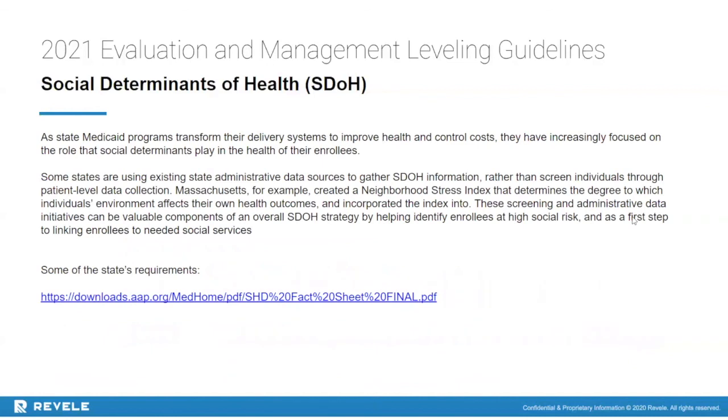As state Medicaid programs transform their delivery systems to improve health and control costs, they have increasingly focused on the role that social determinants play in the health of their enrollees. Some states are using existing state administrative data sources to gather social determinants of health information rather than screen individuals through patient level data collection. Massachusetts, for example, created a neighborhood stress index that determines the degree to which individuals' environment affects their own health outcomes and incorporated the index into.